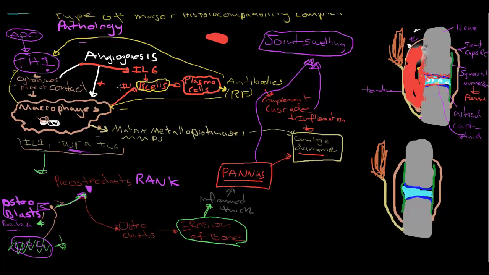What else have I not thought about? Hallmarks of rheumatoid arthritis. Your deformities, like people get Z thumb and other contractions. So why does that happen? I haven't really gone into that.